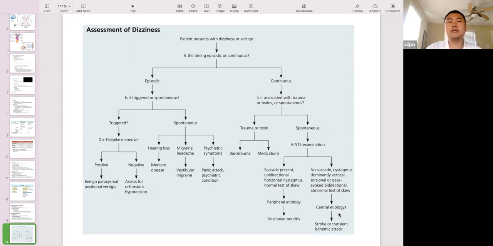So you will have the patient get an MRI, and you may find a stroke or autoimmune disease like multiple sclerosis. So this is what I wanted to talk about, the different approach to dizziness. So that's all. Thank you.